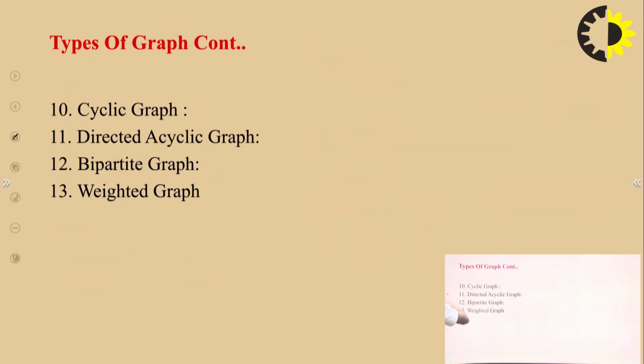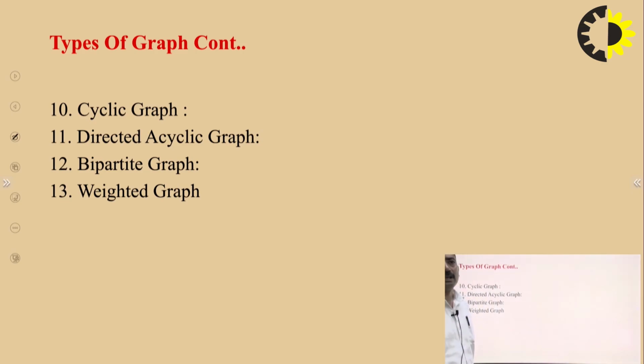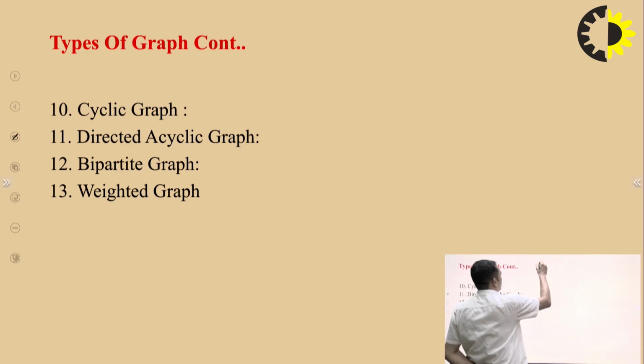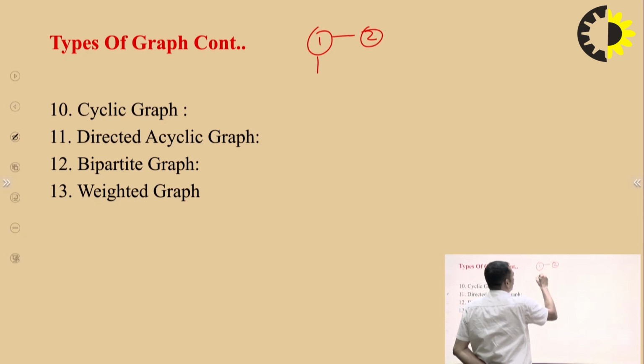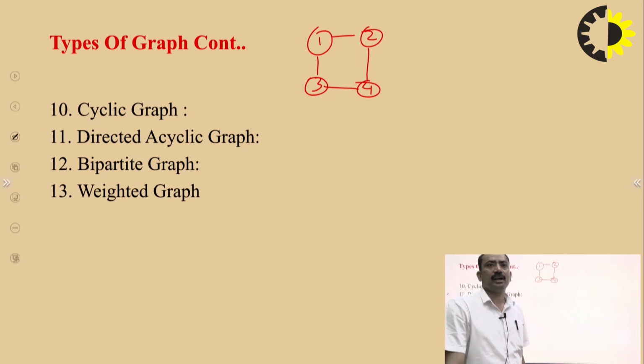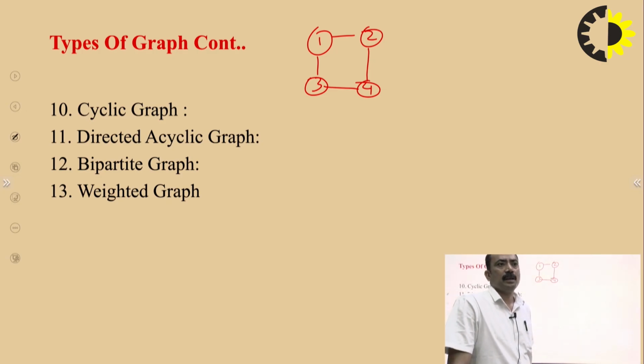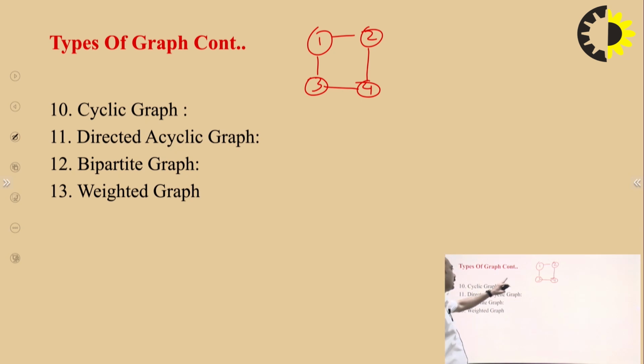Next, cyclic graph: a graph in which the graph is a cycle in itself and the degree of each vertex is 2, like the previous example. So the graph is a cycle in itself, the degree of each vertex is 2. So a cycle graph, or we can say a cyclic graph, a graph containing at least one cycle is known as a cyclic graph. So at least one cycle.